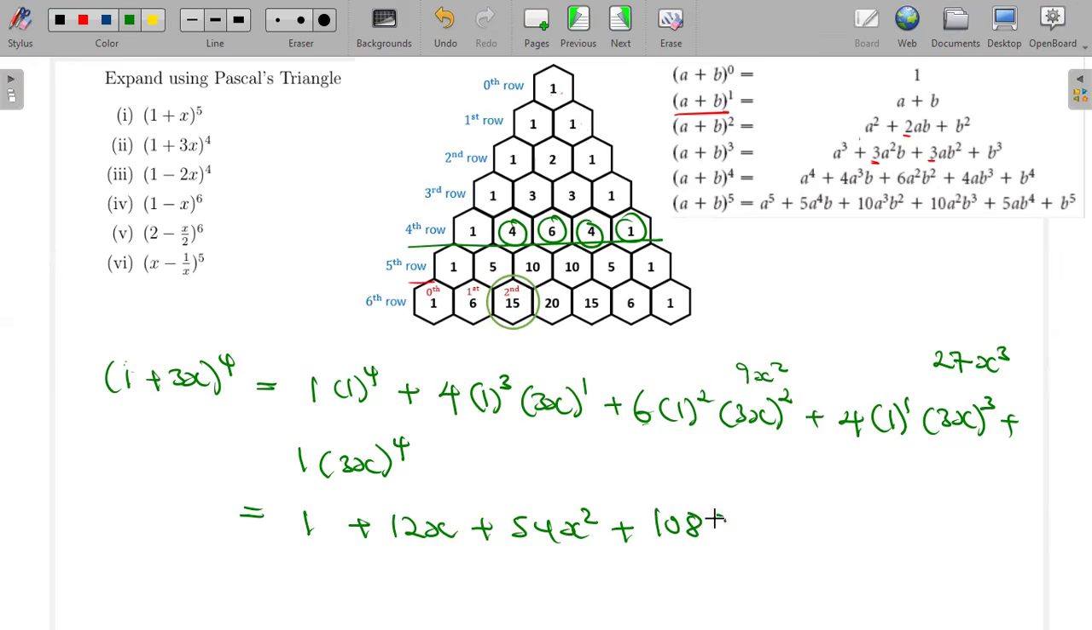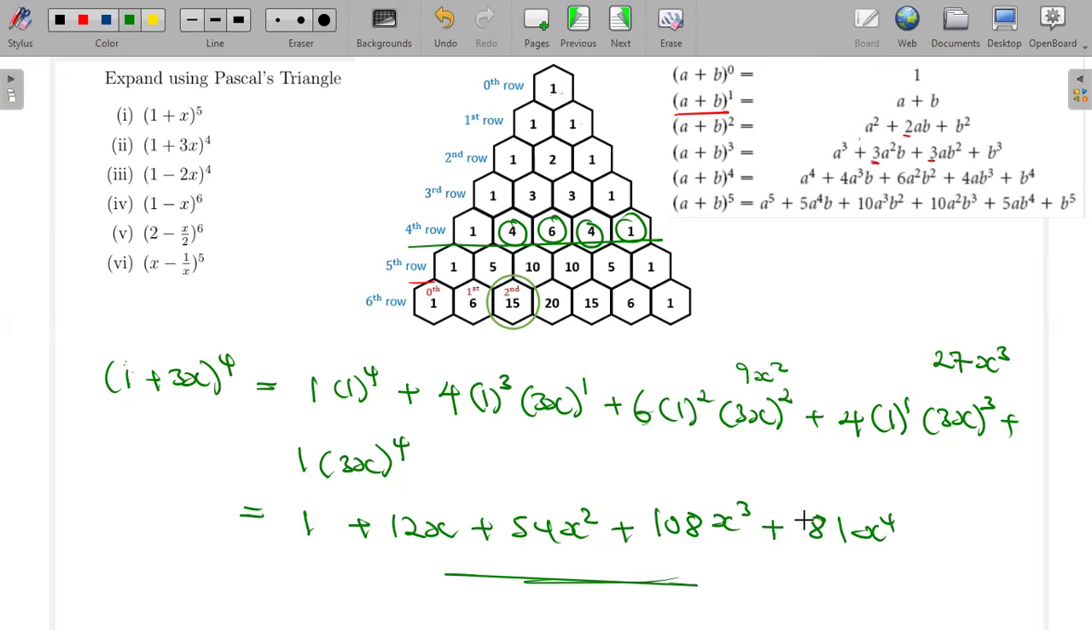So that's 108 x to the power 3. And then you have 3 to the power 4. 3 to the 4th, that's 81. And then plus 81 x to the 4th, like that. And just like that, we would have made our expansion.